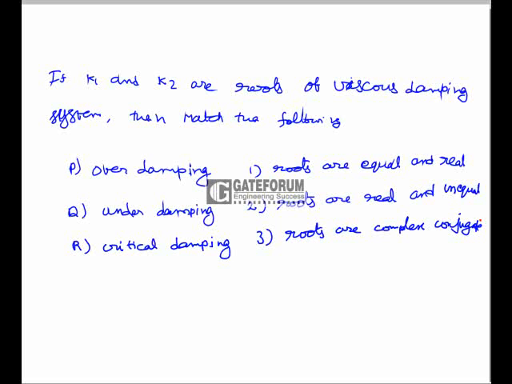K1 and K2 are roots of a viscous damping system, then match the following. Here there are two lists. In list 1, the terms are over damping, under damping and critical damping, and list 2 terms are: roots are equal and real, roots are real and unequal, roots are complex conjugate.